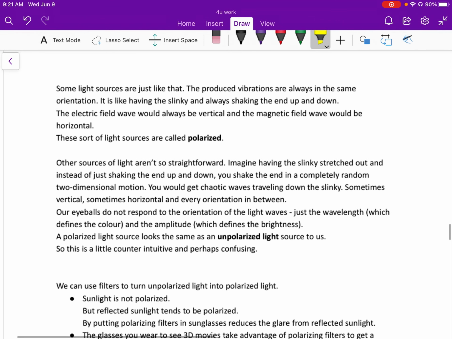Here's where it gets a little bit weird. Some light sources are exactly like that. They produce vibrations that are always in the exact same orientation. So let's imagine you had a slinky and you always shook the end of it up and down. If you always shook the end of the slinky up and down, you always get a wave that's up and down. If we always shake a charge the same direction, we always get an electric field that's always in the same direction, and the magnetic field by definition is always perpendicular to that.